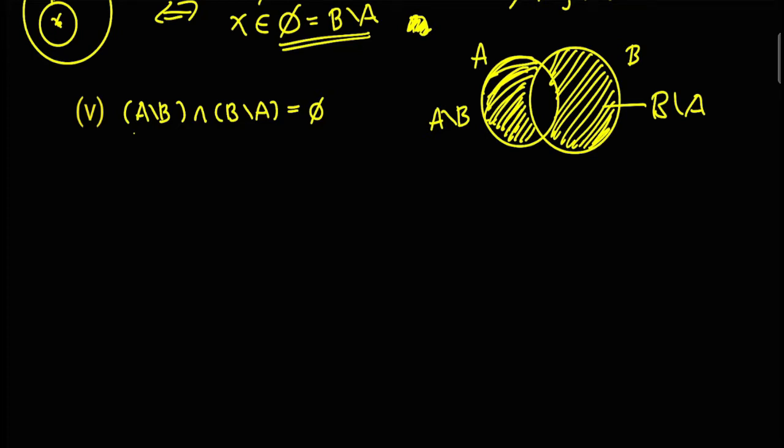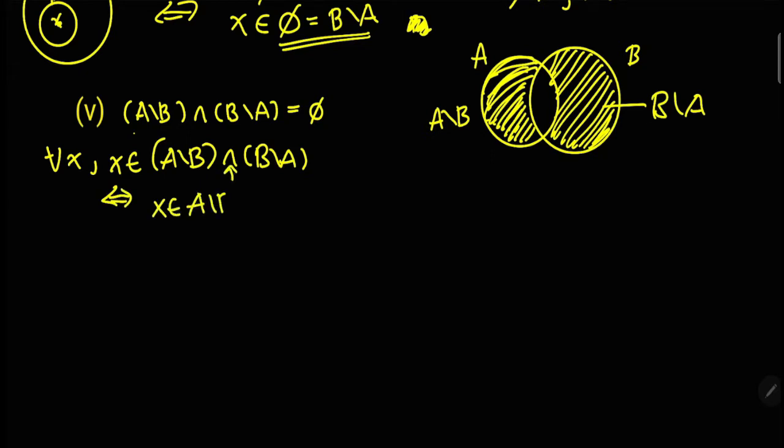So it's easy. Again, all you need to do is to show that any element from one set is in the other set. So for all objects X, we have X is in A except B intersection B except A. So what does it mean for X to be in the intersection of A except B and B except A? By definition of AND, let's start with this. X is in A except B and X is in B except A. So that's the definition of intersection.